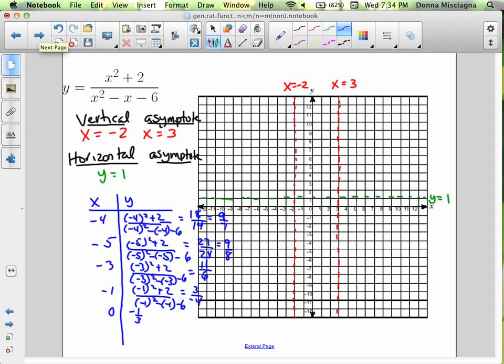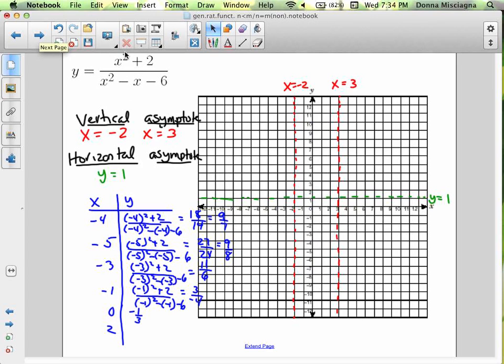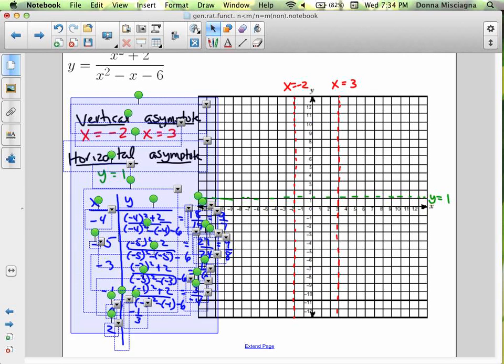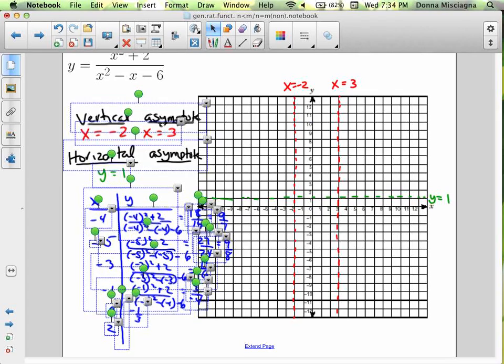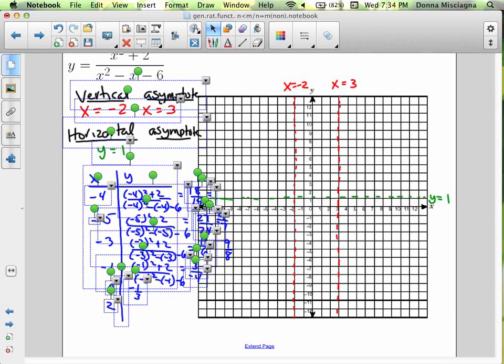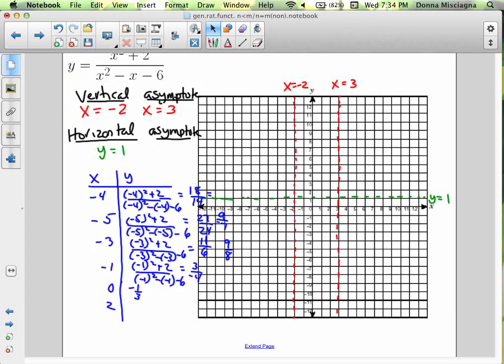We need to plug in one more value between the two vertical asymptotes. So let's use 2. Oh, I'm going to be a little bit cramped in here. You know what? I am going to move everything up, and then I'll have more space. Okay, you stay. Maybe I can get everything in. I wanted to finish this lesson in 1, so I didn't stop, but I guess I should have.